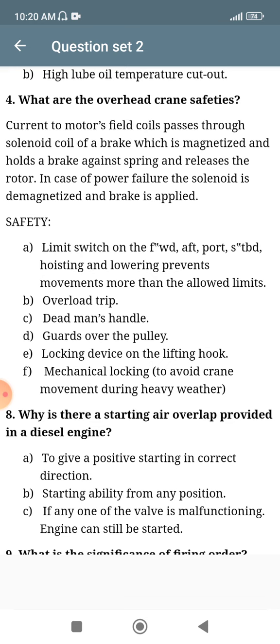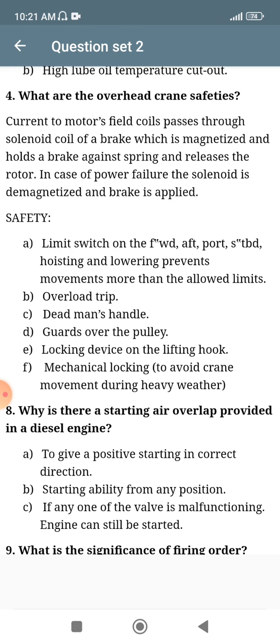Overhead crane safeties: current to the motor field coil passes through the solenoid coil of the brake, which is magnetized and holds the brake against the spring and releases the motor. In case of power failure, the solenoid is demagnetized and the brake is applied. Safeties are the limit switches on forward and aft, port and starboard, hoisting and lowering, preventing movements more than allowed limits. There is an overload trip, dead man's handle, guards over pulley, locking device on lifting hook, and mechanical locking to avoid crane movement during heavy weather.